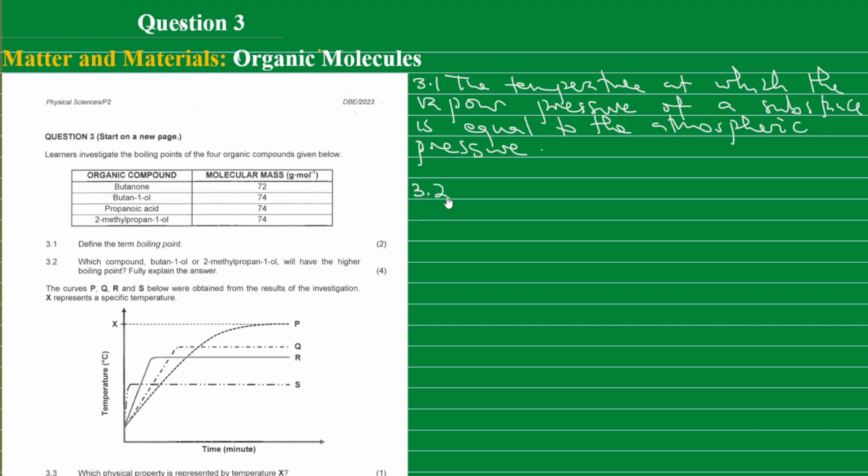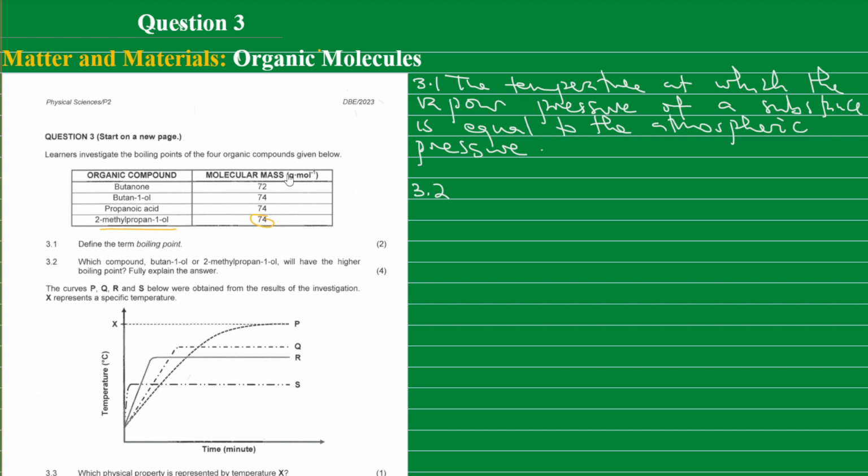3.2. Which compound, butan-1-ol or 2-methylpropan-1-ol, will have the higher boiling point? Fully explain the answer. So when you take butan-1-ol, this is an alcohol. 2-methylpropan-1-ol is also an alcohol. And when you consider the fact that they all have the same molecular formula.